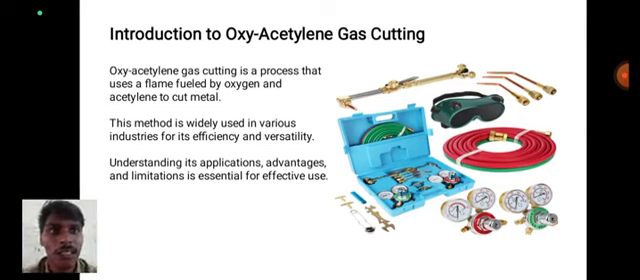Oxyacetylene gas cutting is a process that uses a flame fueled by oxygen and acetylene to cut metal. This method is widely used in various industries for its efficiency and versatility. Understanding its application, advantages, and limitations is essential for effective use.